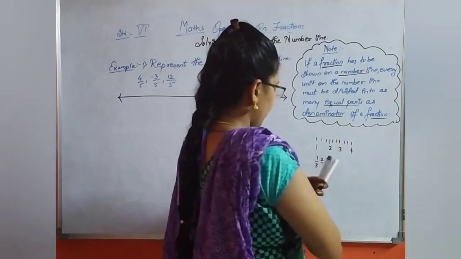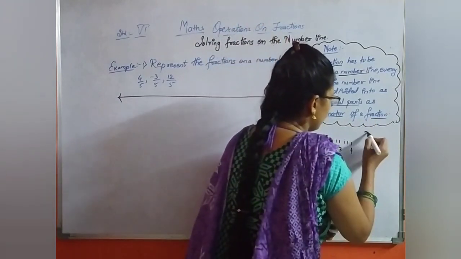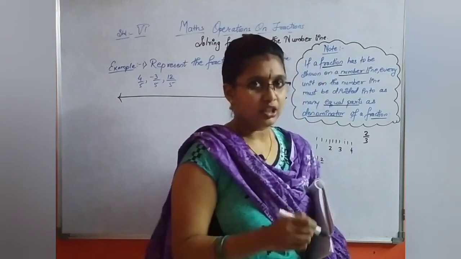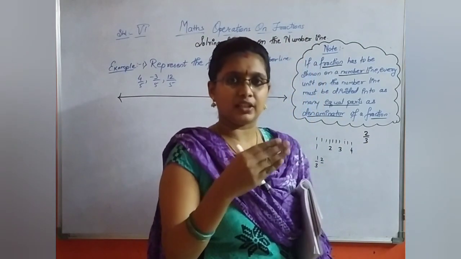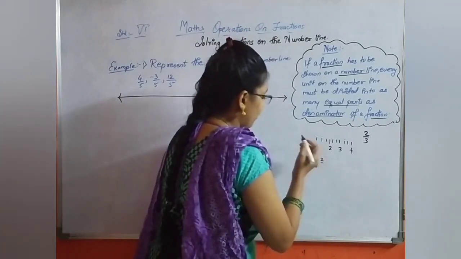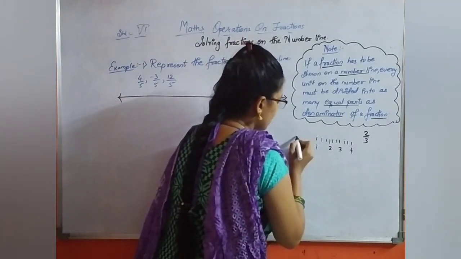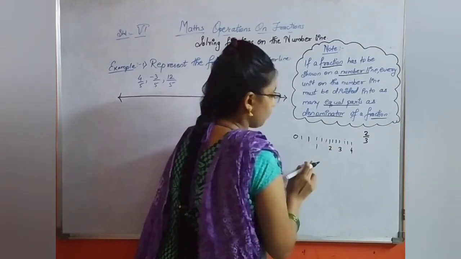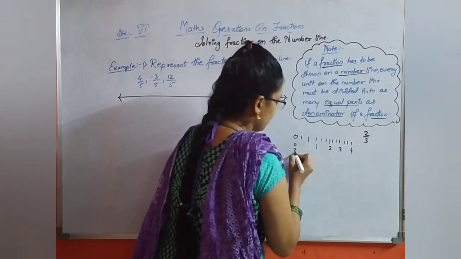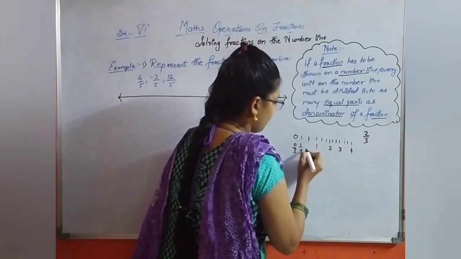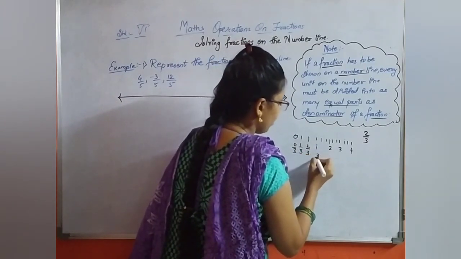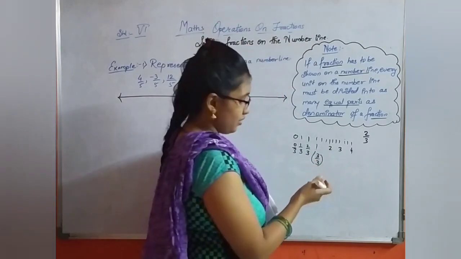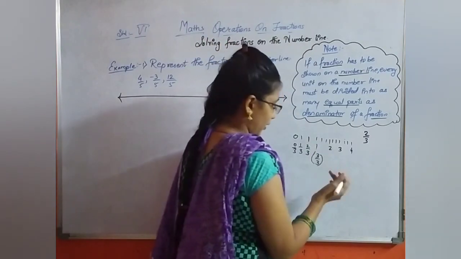For example, you have a fraction 2 upon 3. That means the denominator is 3. So on the number line you will be dividing each unit into 3 parts. Suppose I have a number line: 0, then 1, 2. So here it means 0 upon 3, 1 upon 3, 2 upon 3, 3 upon 3 is 1, when both the 3s get cancelled, that is, after dividing 3 by 3 I get 1.